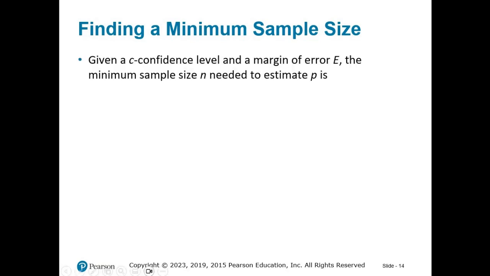Given a C confidence level and a margin of error of E, the minimum sample size N needed to estimate P is this formula. N equals P hat times Q hat times the ratio Z sub C divided by E, quantity squared. Now this formula looks hairy, but just like the last one, it's simply derived from the E formula solved for N. I challenge you to pause the video and take a moment to look at the margin of error formula for E and solve it for N to see if you arrive at this formula. I bet you do.